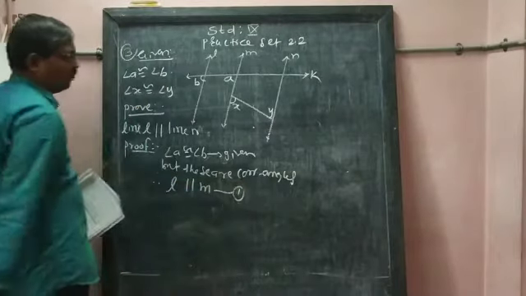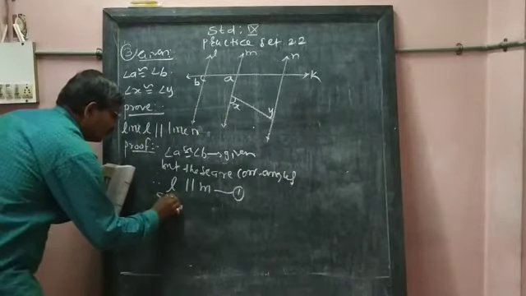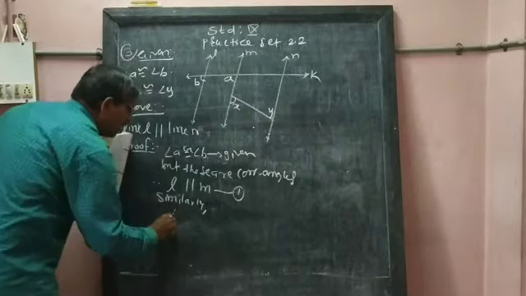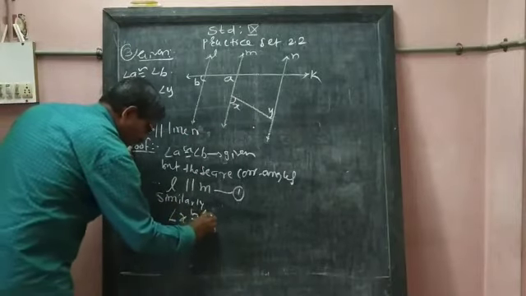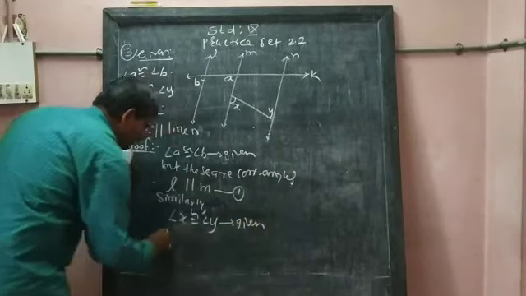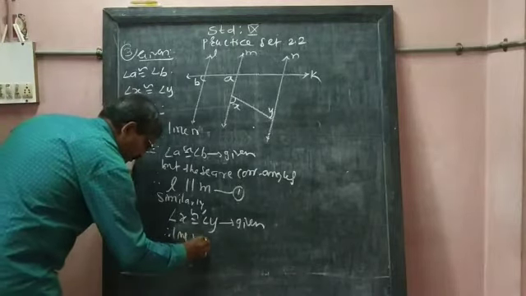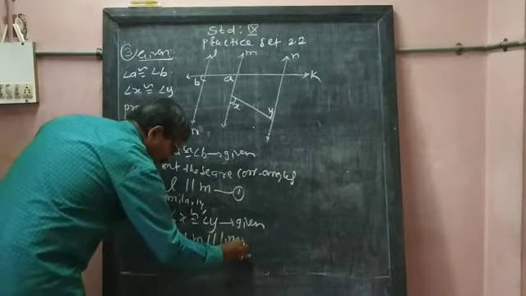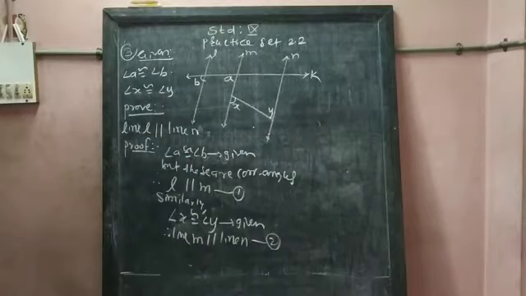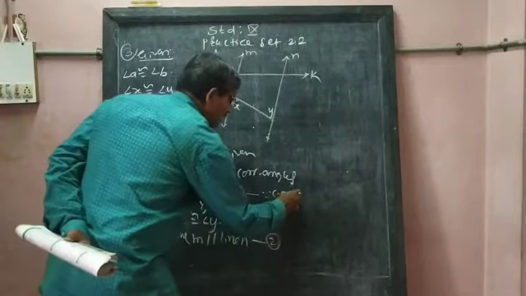This is number 1. Similarly, angle X is congruent to angle Y, given. Therefore, line M is parallel to line N. This is number 2. What is the reason? That is the corresponding angle test. Here we may write the reason: corresponding angles test.